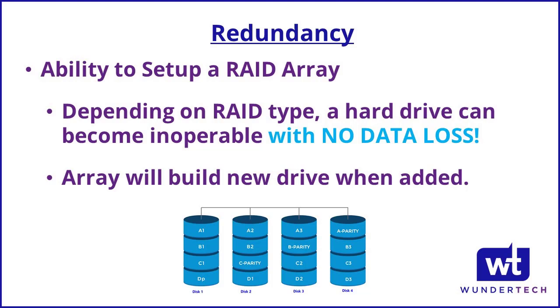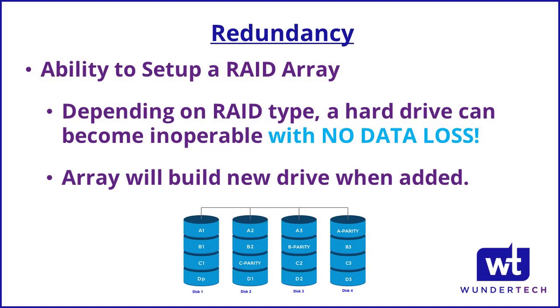So what a NAS allows you to do is set up a RAID array. And what a RAID array is, depending on the type of RAID array you select, it allows one of your hard drives to become inoperable and you won't lose any data. So I put an image on the screen that is a RAID 5 setup. And what this means is you don't have to worry about all the letters that it has, but just look at the bottom. You'll see disk 1 through 4. RAID 5 allows you to lose any disk and you won't lose any of the data.